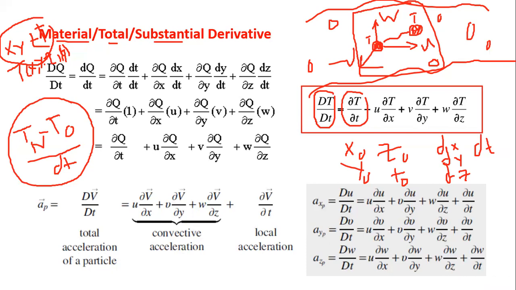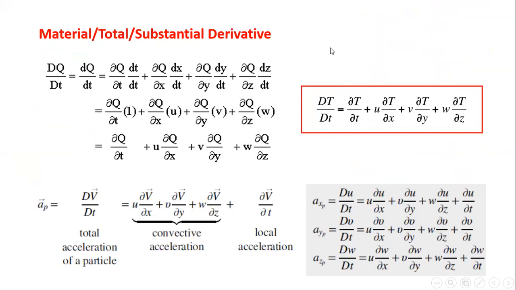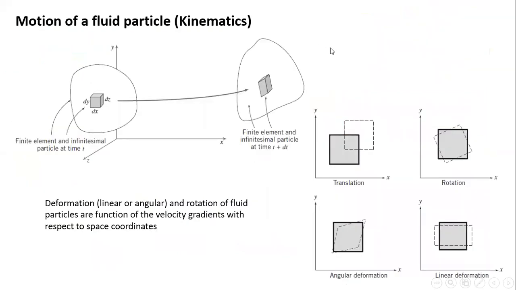The concept of total derivative or material derivative is a new concept that you may encounter here for the first time. Okay, this is another definition and another concept that we need to highlight. Okay, let's see another thing. The motion of a fluid particle. Let's talk about the kinematics.